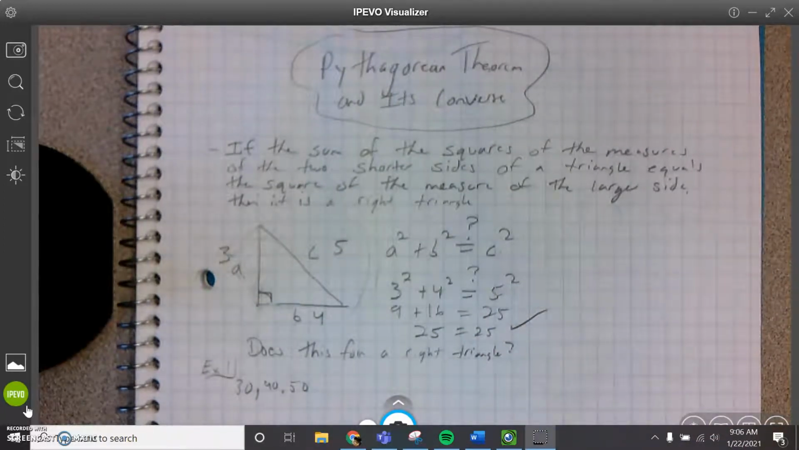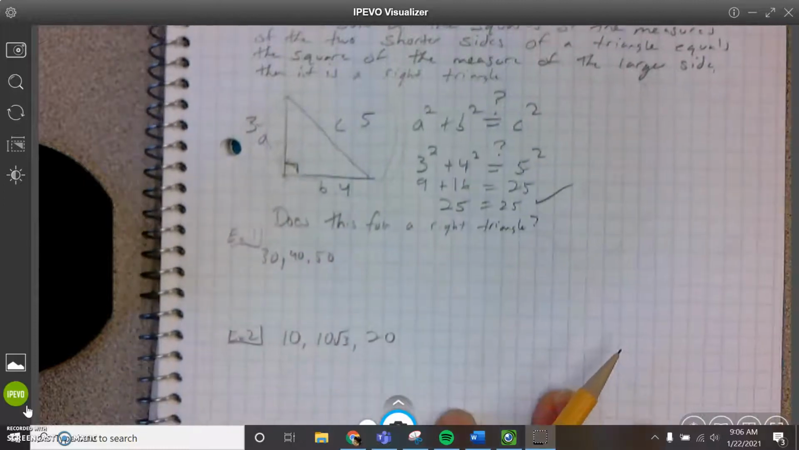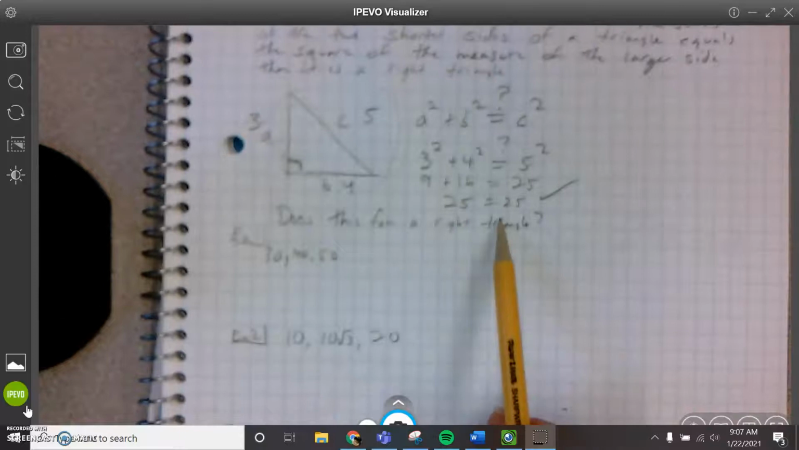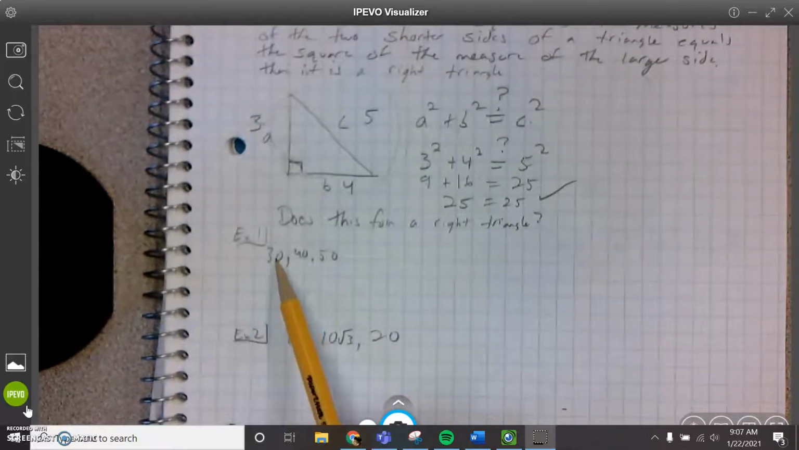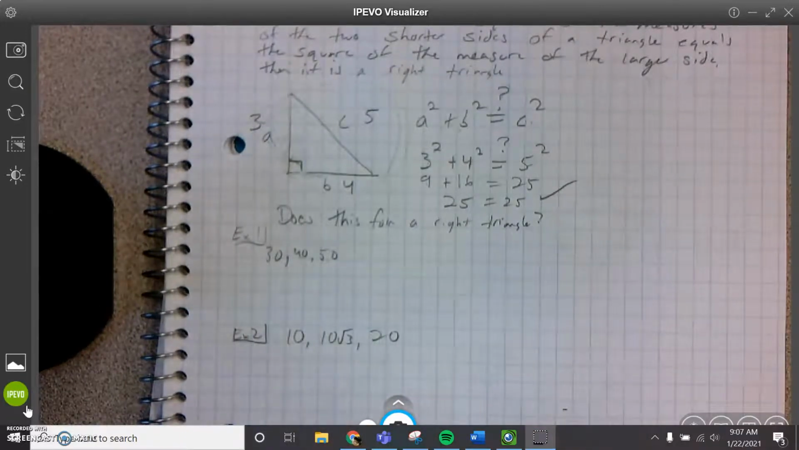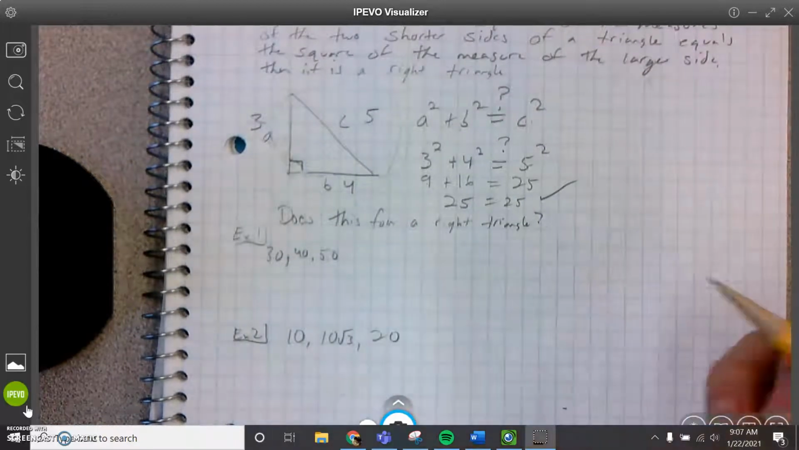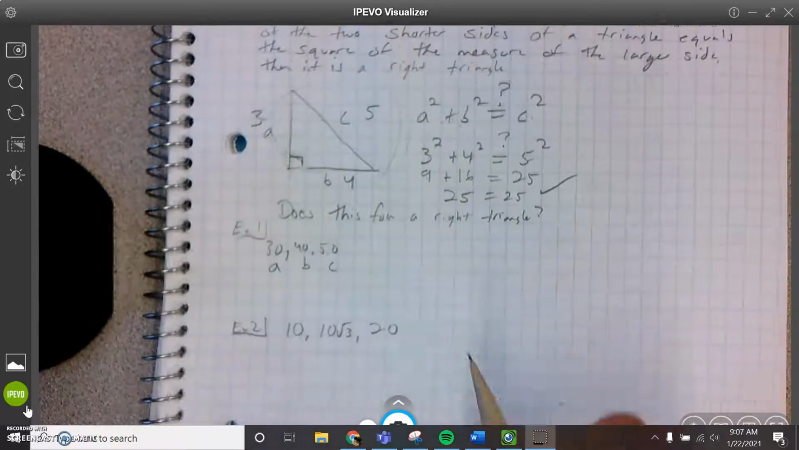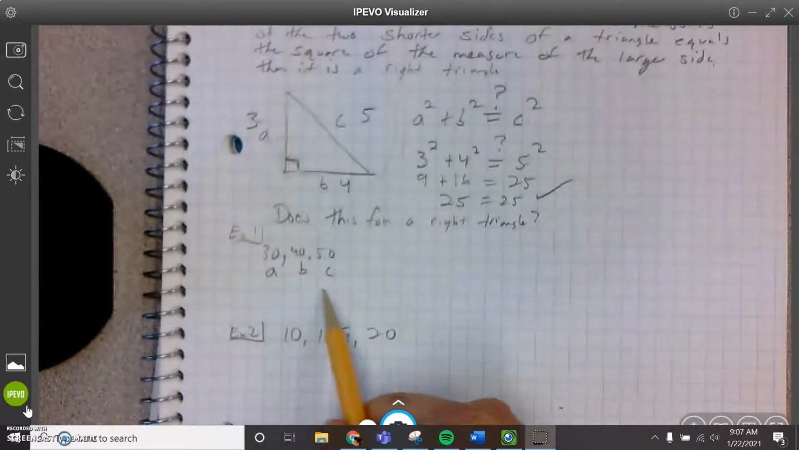Okay. So how might this look when we see it? Example 1. Does this form a right triangle? And you just have the three sides, 30, 40, and 50. That's all you have. So you can draw a picture if you want, or know that this is A, this is B, this is C. C is always the longest side.